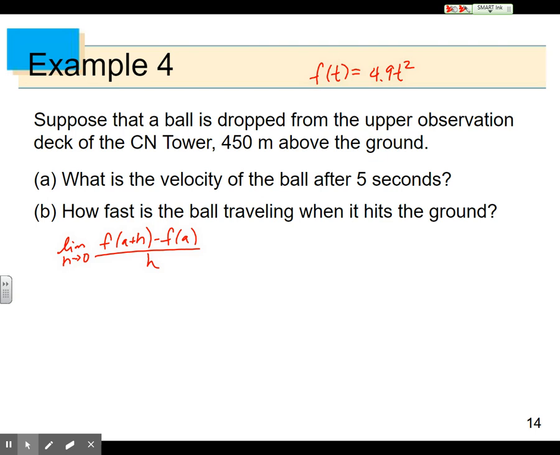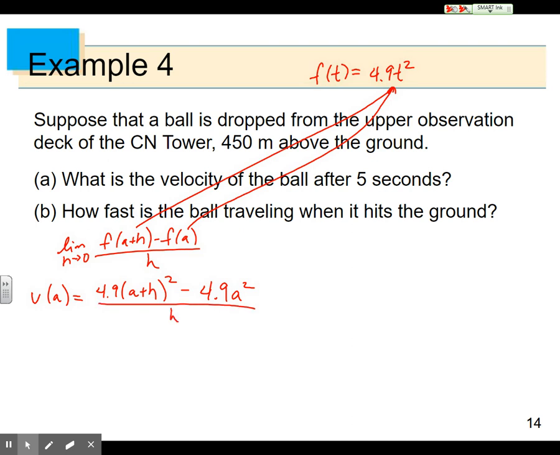So, my velocity is going to be the limit of this. I'm just going to plug a plus h in to this t. So that'd be 4.9 times (a plus h) squared minus f of a. Well, it's just going to be plugging in a for that t: 4.9 a squared, and then it's all over h. And I didn't write my limit in here. I am taking the limit as h approaches 0. So I got some cleaning up to do.